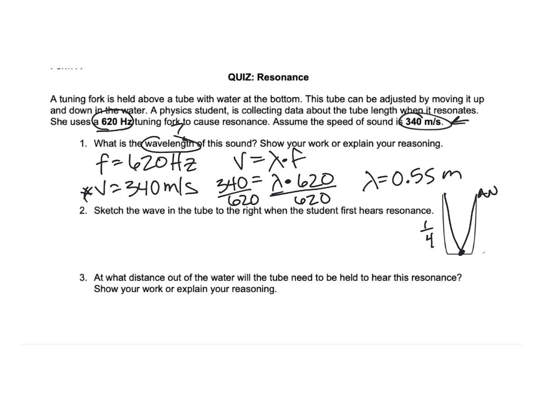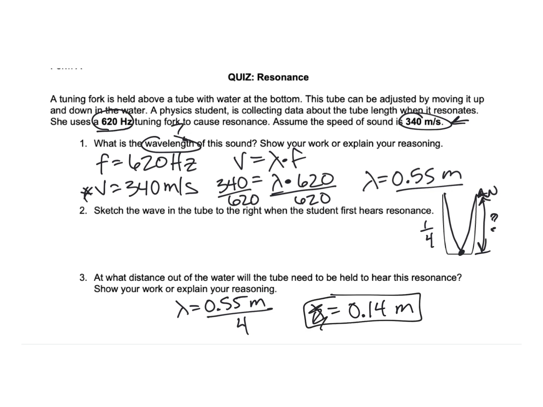So number 3 says, at what distance out of the water will you need to hold the tube? So they're asking you to find this length of the tube from here to here. So in the lab, we measured it, and then we figured out the wavelength. Here, we're going to find the length of the tube, knowing the wavelength is 0.55 meters. So if that's 1/4 of the wave, and my full wave is 0.55 meters, to figure out what 1/4 of that is, I would divide it by 4. So if I divide 0.55 by 4, I get 0.14 meters. So that's not my wavelength, that's my length of the tube, sorry.